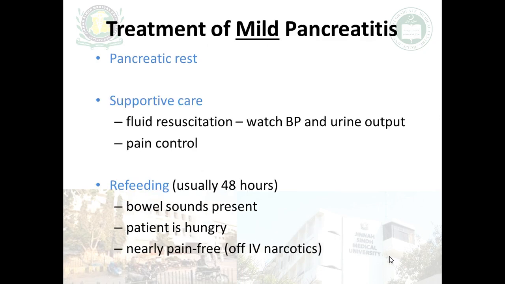When a patient has mild pancreatitis, they need to be given pancreatic rest. Means they should be kept NPO. There is no oral intake of food or liquids. They will be given supportive care like fluid resuscitation, blood pressure will be checked, urine output will be checked, pain control should be maximum, and they should be refed after 48 hours or within the 48 hours if the bowel sounds are present, if the patient is hungry, if he is pain-free.